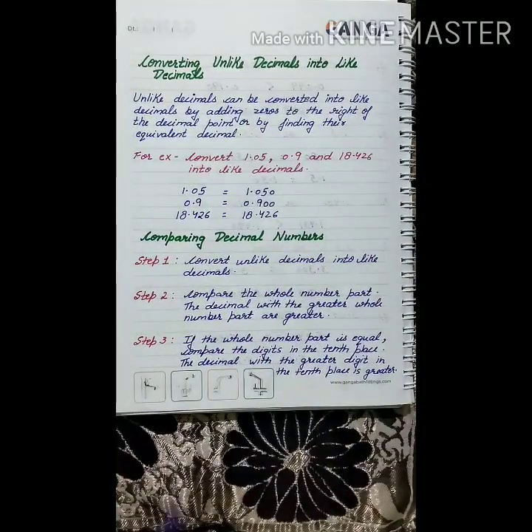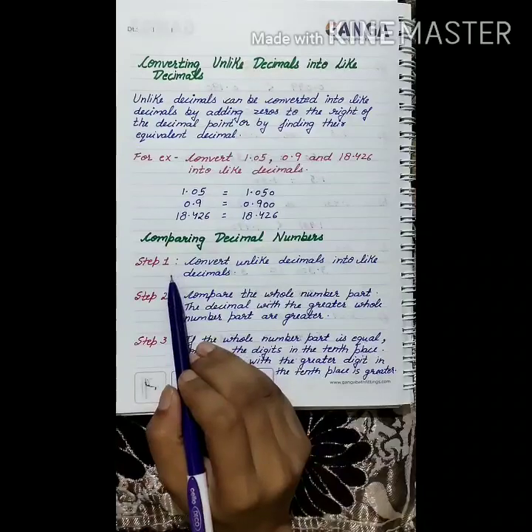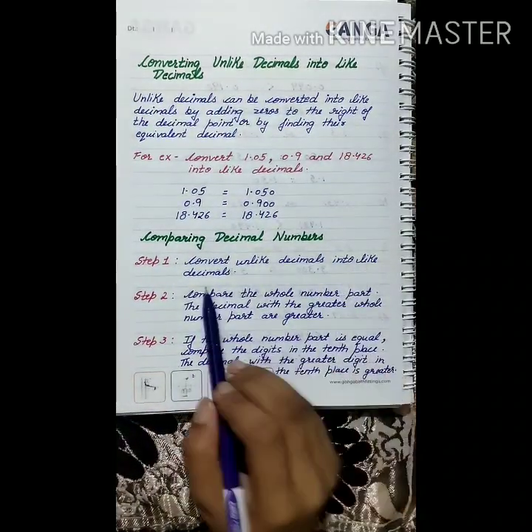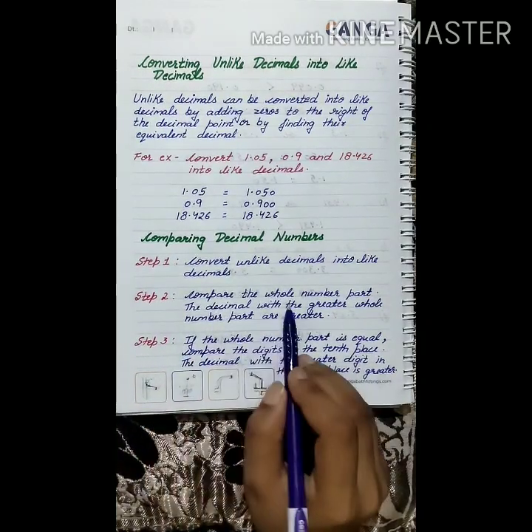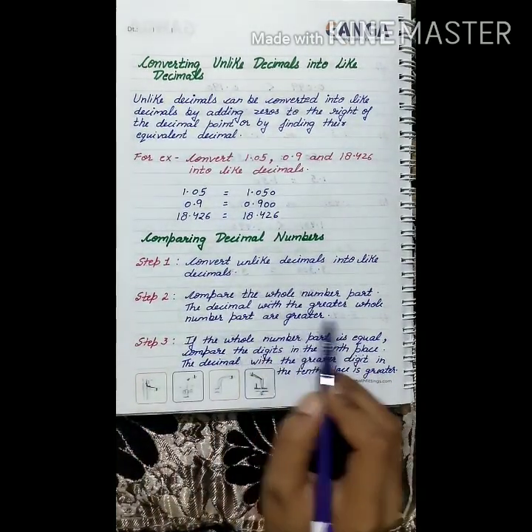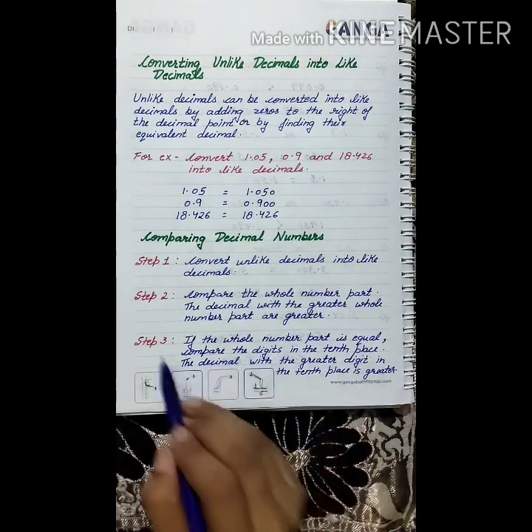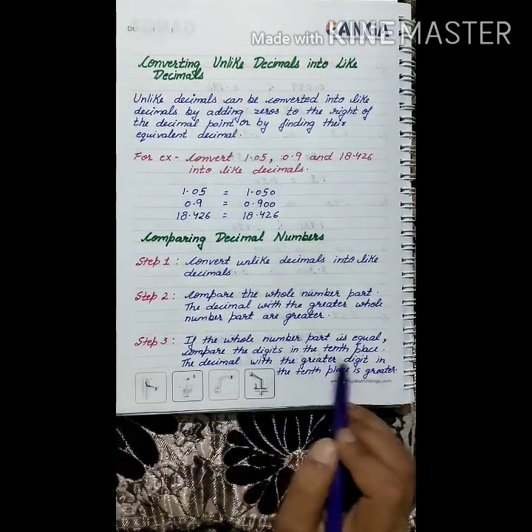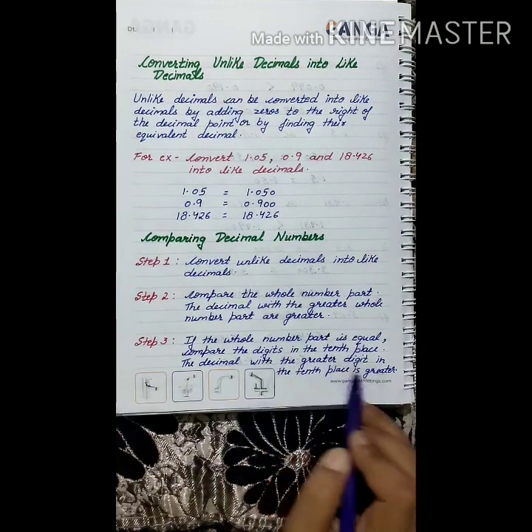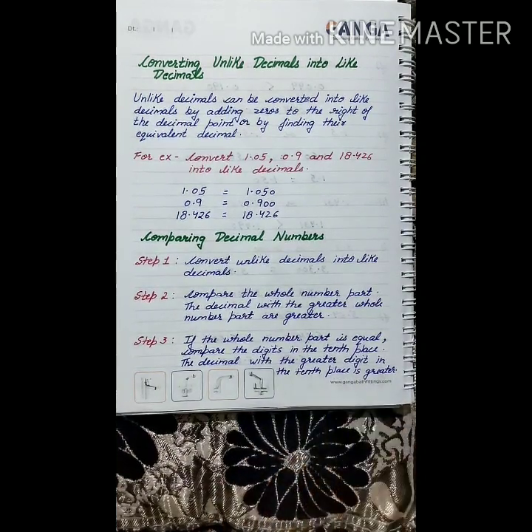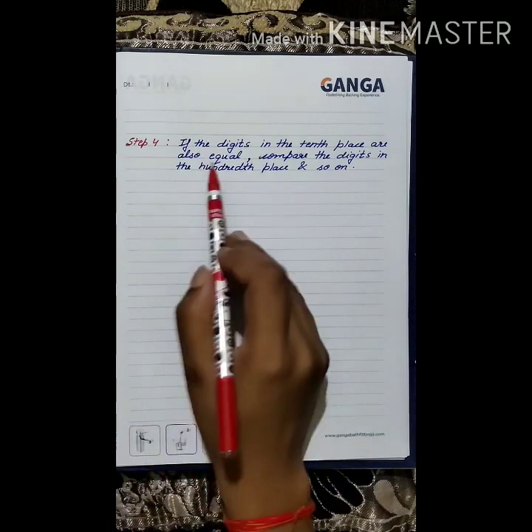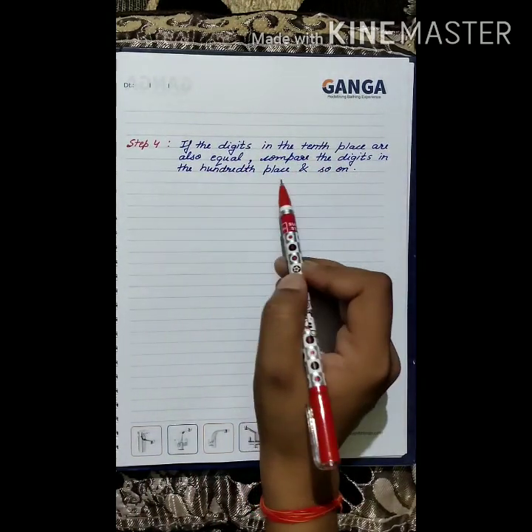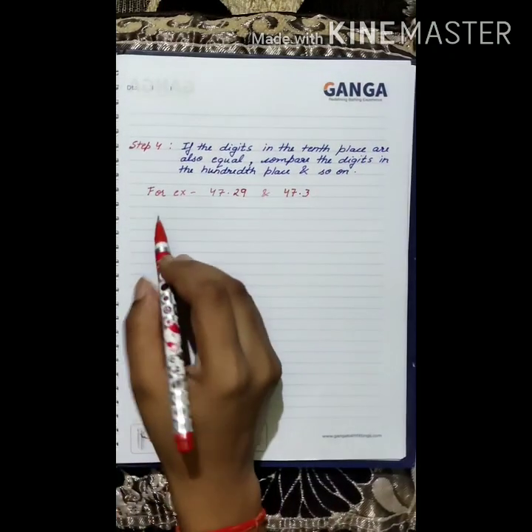Now let's understand comparing decimal numbers. We have to follow 4 steps. Step 1, convert unlike decimals into like decimals. Step 2, compare the whole number part. The decimal with the greater whole number part is greater. Step 3, if the whole number part is equal, compare the digits in the tenths place. The decimal with the greater digit in the tenths place is greater. Step 4, if the digits in the tenths place are also equal, compare the digits in the hundredths place and so on. Let's understand with this example.